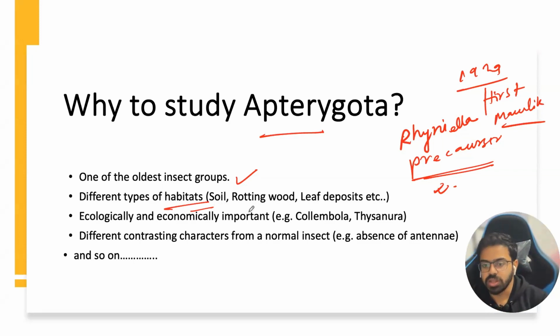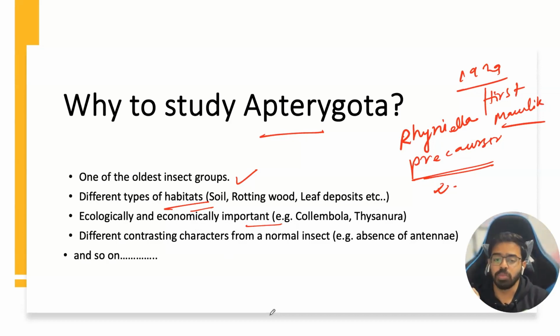Your Thysanura, this happens in your books, the old books, bindings, calendars, they live in them. Then soil is a great reservoir of the collembolans, Protura, then Diplura. Leaf deposits also have different collembolans, because collembolans are considered one of the great soil decomposers. Ecologically and economically they are very important because some of them are pests, maybe of crops, maybe of household products, and definitely ecologically important because they are soil decomposers, as I have mentioned.